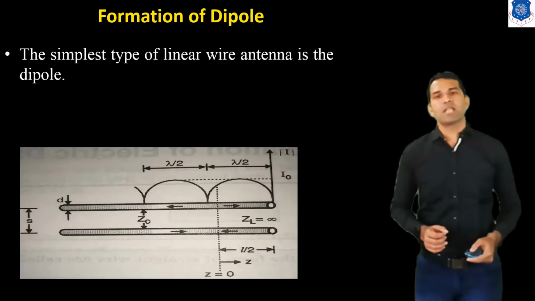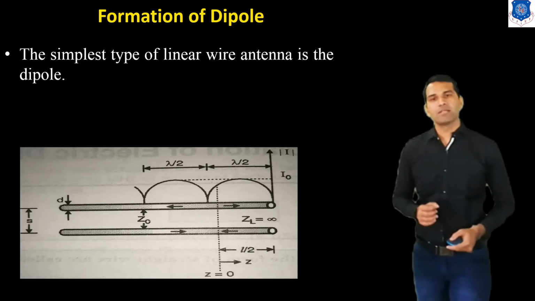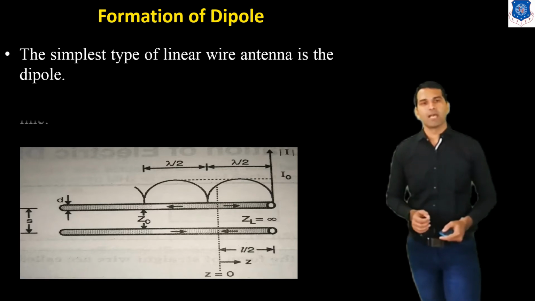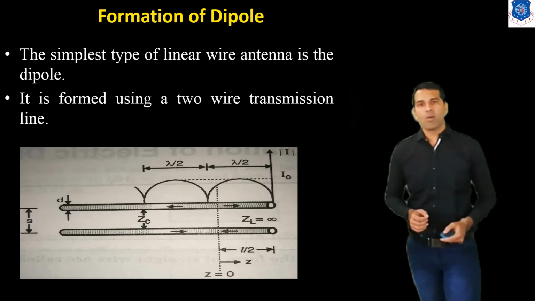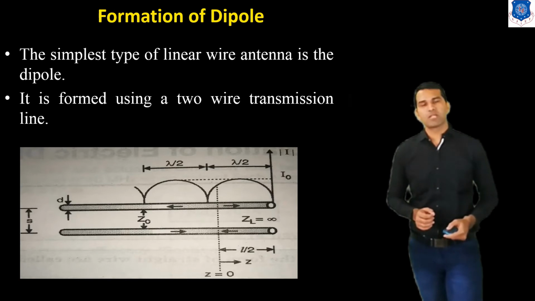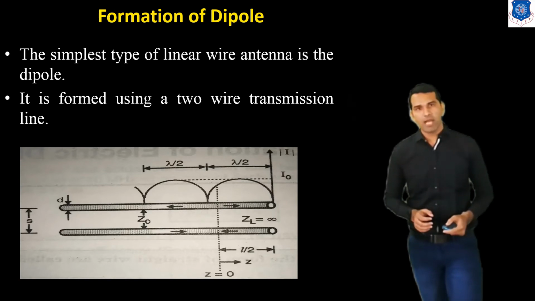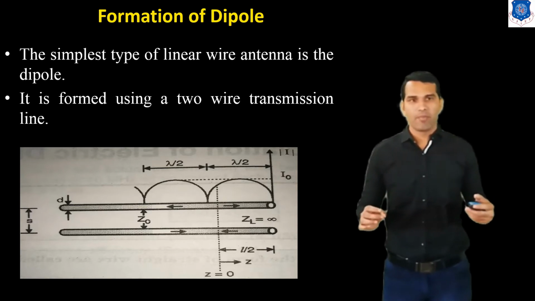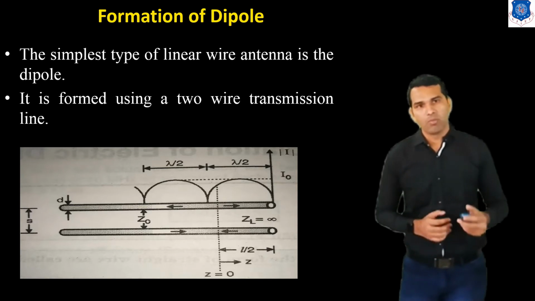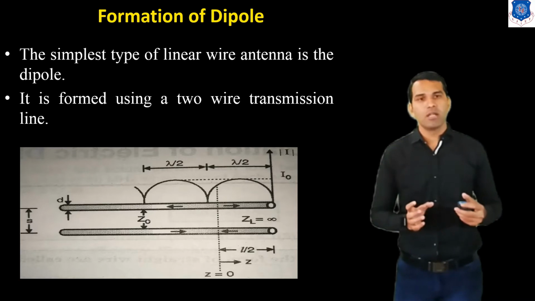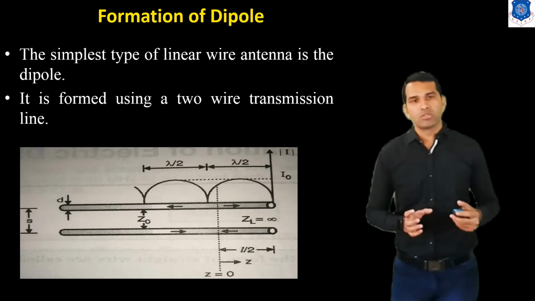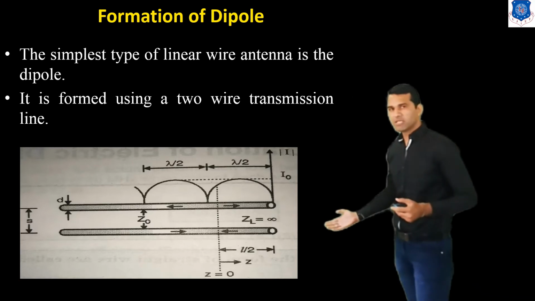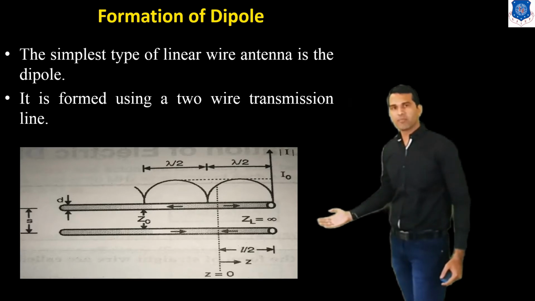So, the formation of the dipole antenna. The simplest type of linear wire antenna is nothing but the dipole antenna. It is formed using a two-wire transmission line. So we know that the dipole antenna is the simple linear wire antenna, and we can make the dipole antenna by using the two transmission line. Here in the figure we can see a two transmission line.